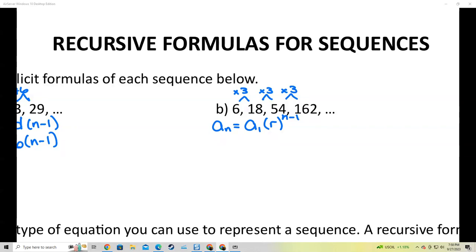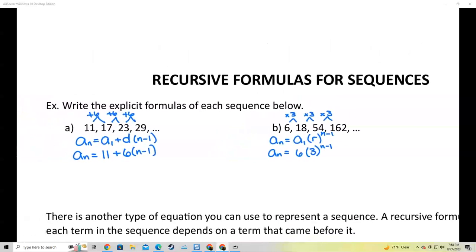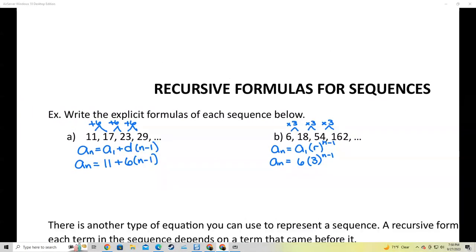All right, again, that's the general form, but because I have numbers, I'm going to substitute them in. So I'm going to write a sub n is equal to my first term, 6, times, whoops, not the r, because I know my common ratio. My common ratio in this case is 3, to the n minus 1. All right, so there are the explicit formulas for each one.